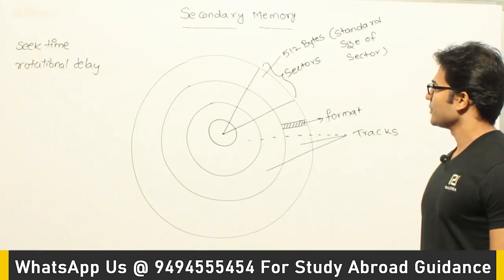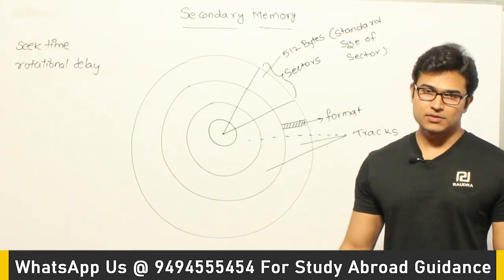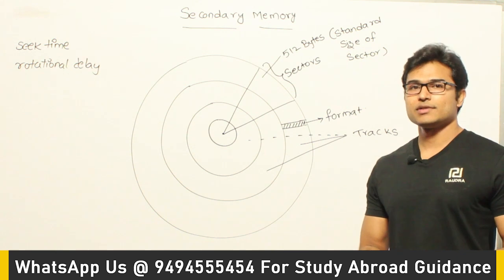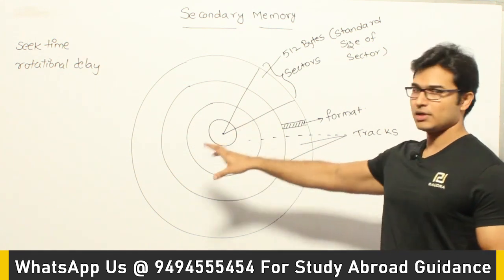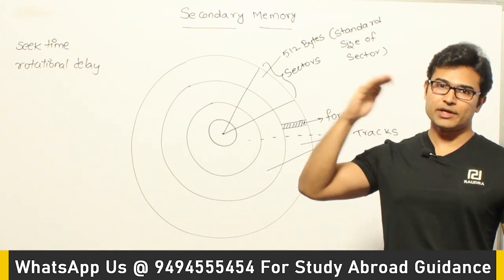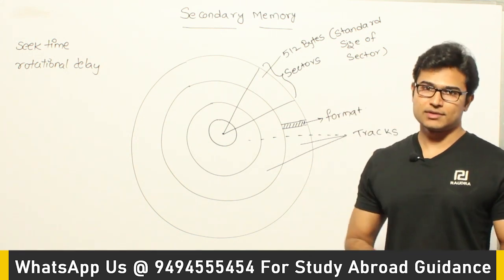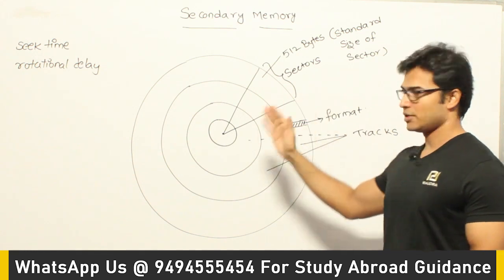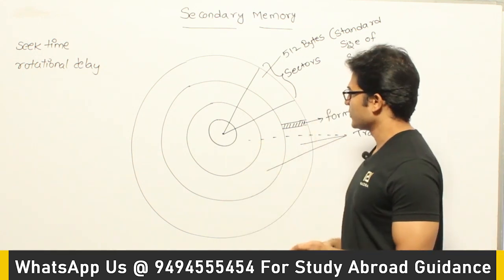Now let's see the secondary memory. It is nothing but a disk. You can consider it as a disk. Generally, they place one disk above the other, and they call it a cylinder of disks. We can extend this concept to that as well, but first let's see the basics here.